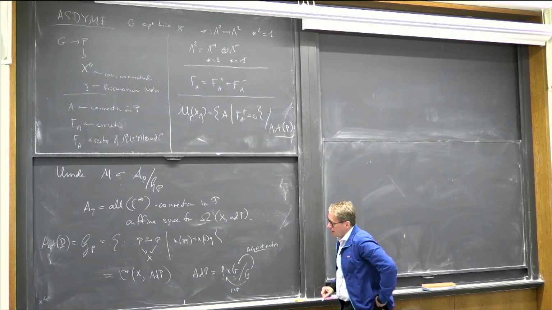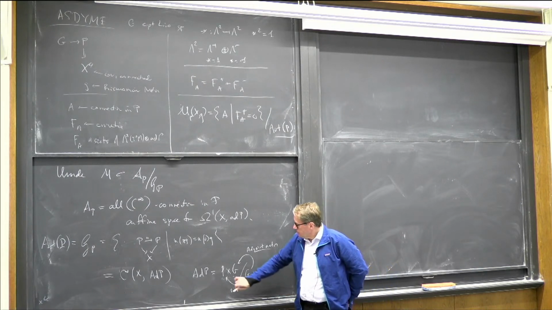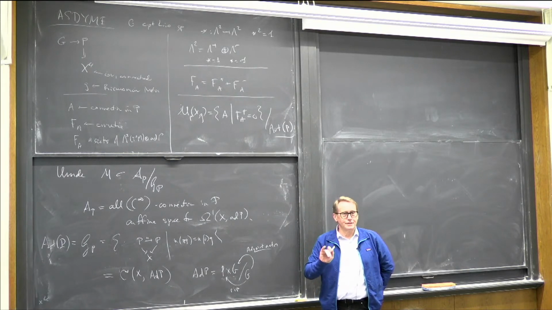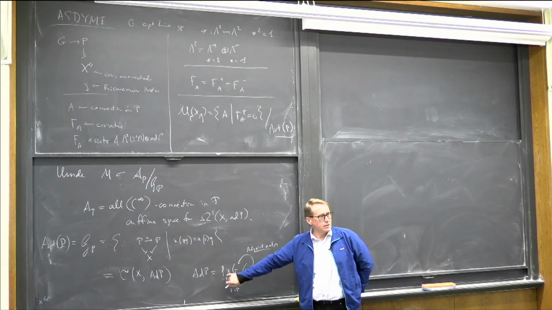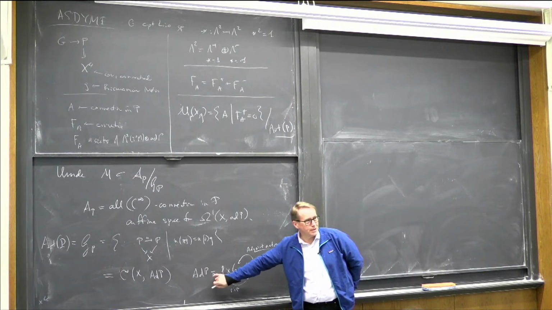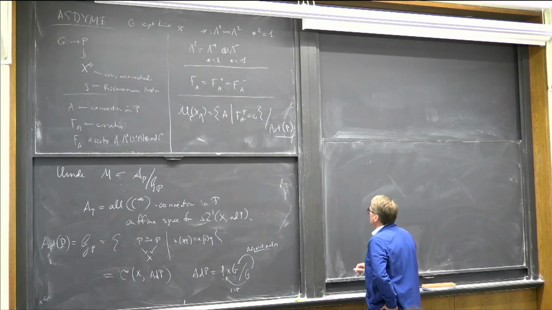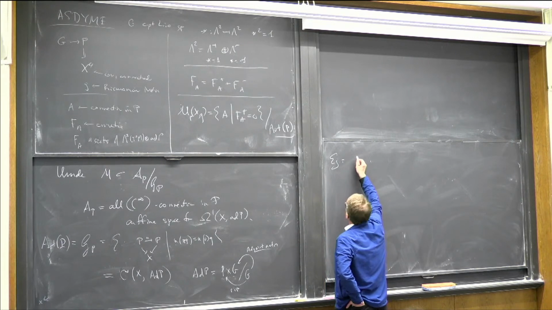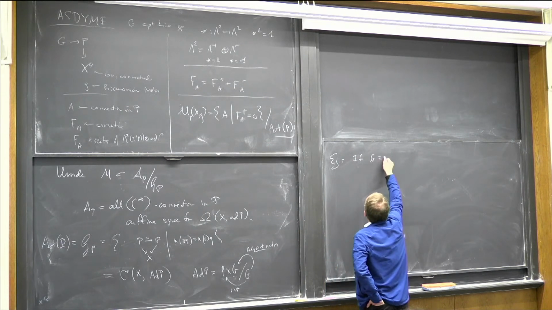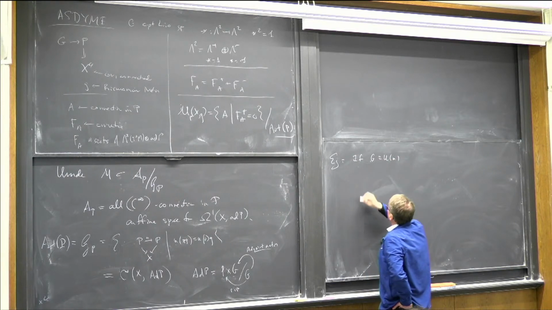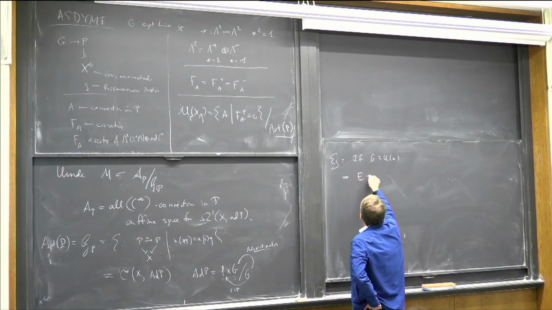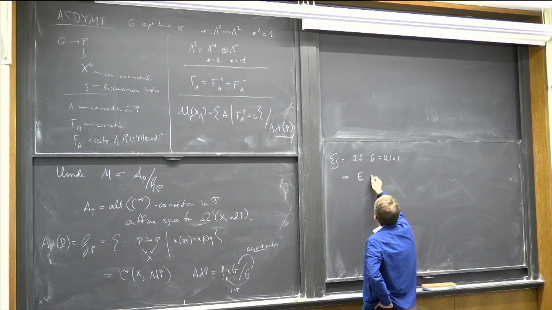So the principal bundle is not a bundle of groups, but this is a bundle of groups, the adjoint bundle. And just to be a little more concrete about that, if G is something nice like U(N), then it's natural to look at the associated vector bundle E.